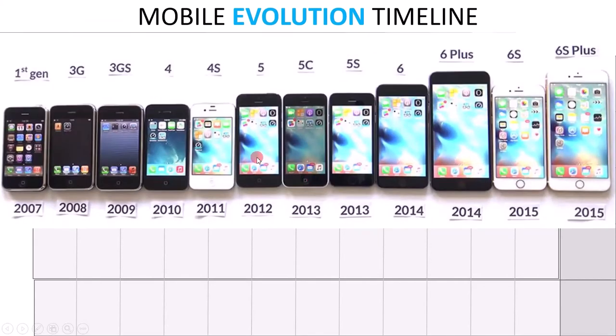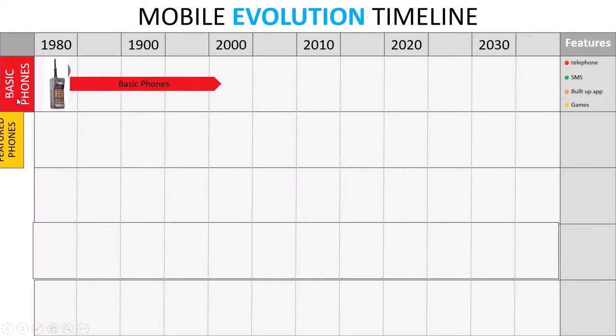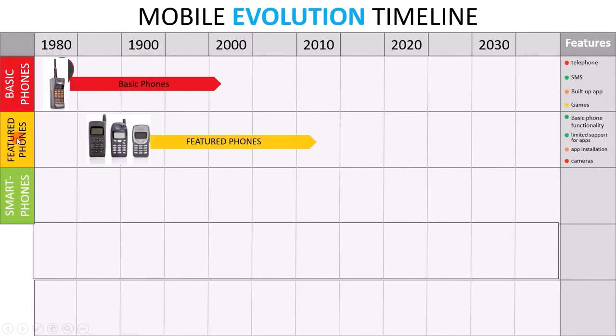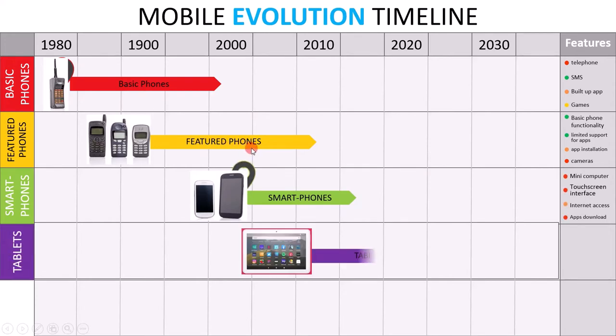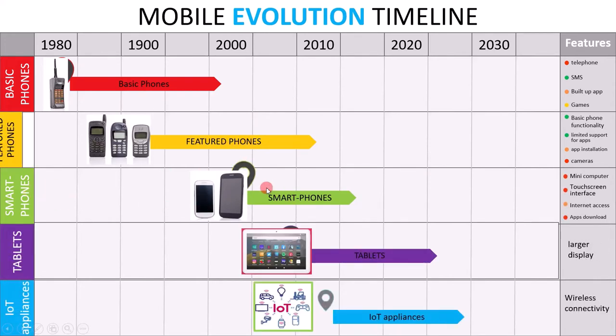As we said in the introductory lecture, mobile devices have evolved from simple communication devices to a gadget that can basically do everything. This shows the evolution of mobile phones. Initially, we had basic phones, and after basic phones, we got feature phones. After feature phones, smartphones came into the market. After smartphones, we got tablets. And now, we also have companion devices and some IoT appliances. Let's see each of these devices one by one.